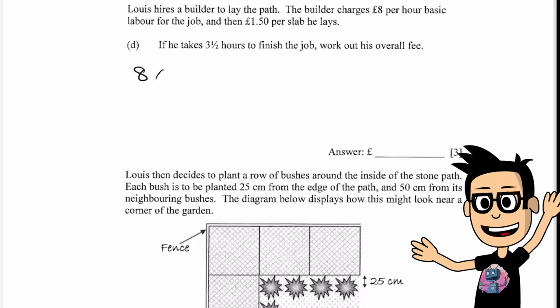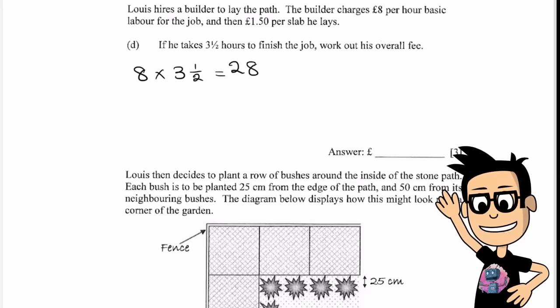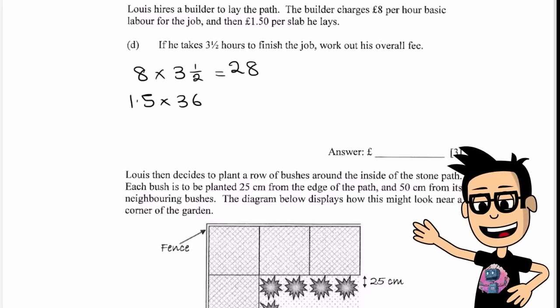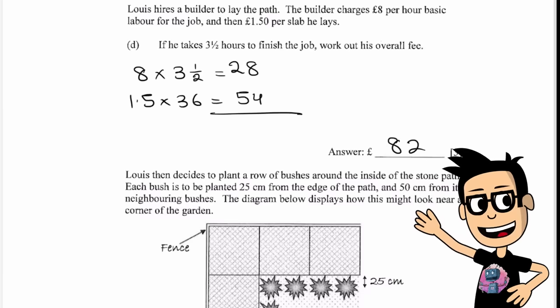So the first thing we're going to do is multiply £8 by 3.5, which gives us 28, and that's the hours worked. We'll then multiply 1.5 by 36 slabs, and that will give us 54. And if we add that together, that gives us £82, and that's how much it will cost to lay the path.